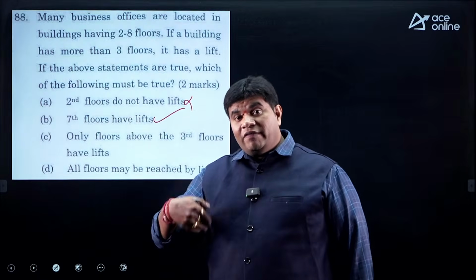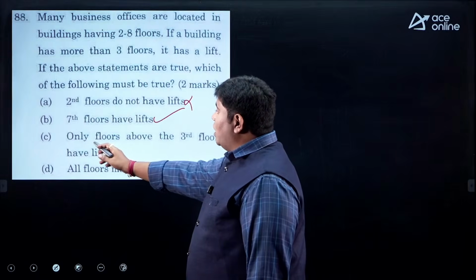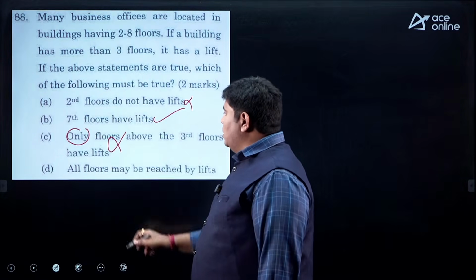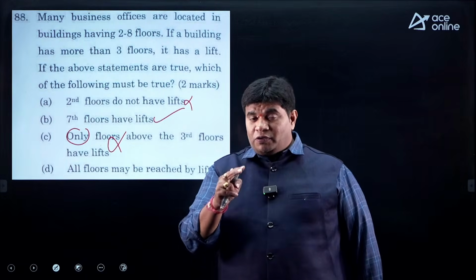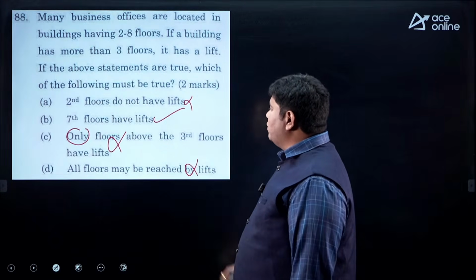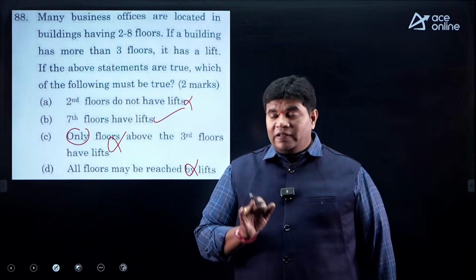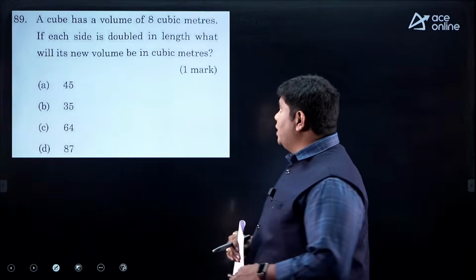If in case we have a lift, it exists for every floor also. But it is not mentioned that only floors above the third floor have it, so that is wrong. All floors may be reached by the lift. Suppose the building had only 2 floors, then no lift. So we can't give complete confirmation. 100% is not given. That's why 100% right is only this one, B.